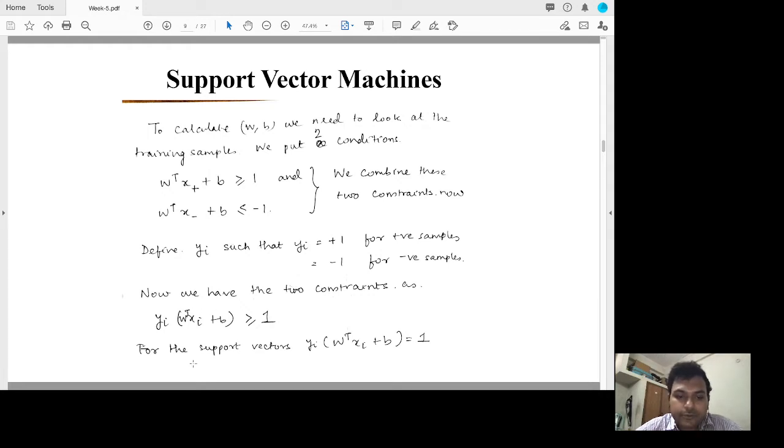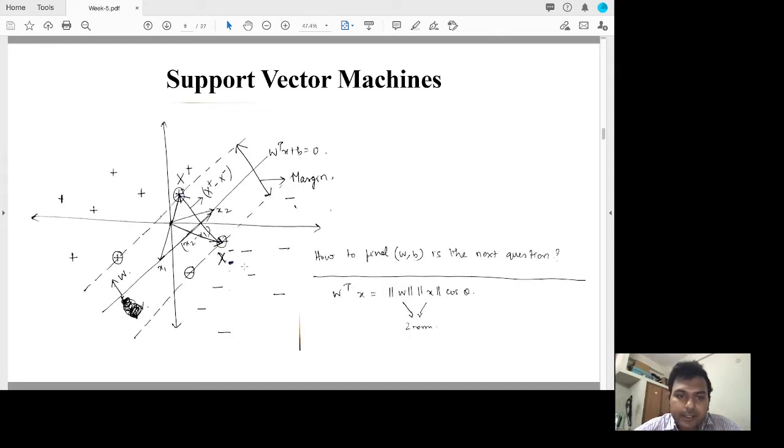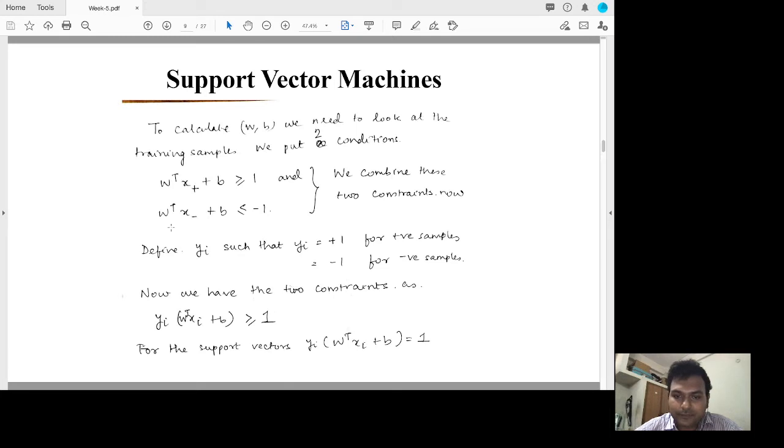The other thing which you require is this: all of these negative samples will be less than -1, all of these positive samples will be greater than +1. You say that the support vectors will be exactly equal to +1 and -1. That is not basically a constraint. All of them are greater than +1 and all of them less than -1, and for the closest points you set them to be equal to +1. So for the support vectors, yi into w transpose xi plus b is equal to 1. That is how you set up this optimization problem.